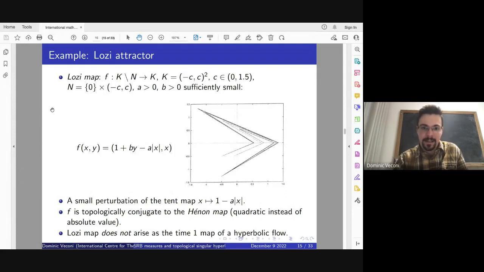It has this formulation. You take a tent map, x maps to 1 minus a times the absolute value of x, and you perturb it by a small number b. And actually, this is topologically conjugate to the Henon map. For those of you who are familiar with the Henon map, for those who aren't, the Henon map looks very similar to the Lozi attractor, only instead of being an absolute value, it's quadratic. And the Lozi map, unlike the geometric Lorentz attractor, does not arise as the time one map of a hyperbolic flow.